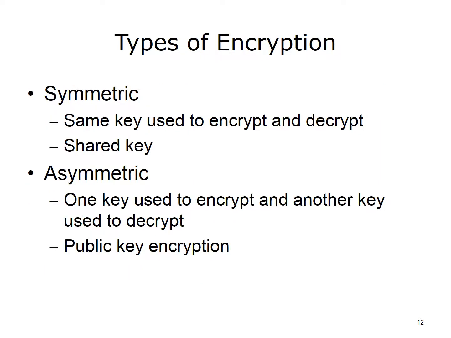Slide 12. The example on the previous slide was an example of symmetric encryption. The same key was used to encrypt and decrypt. Symmetric encryption is also referred to as shared key encryption. Asymmetric key encryption uses 2 keys, one to encrypt the data and another to decrypt. Typically, the key to encrypt, called the public key, is made available so that anyone can send an encrypted message to the receiver. The receiver is the only one with the private key that is used to decrypt the ciphertext.